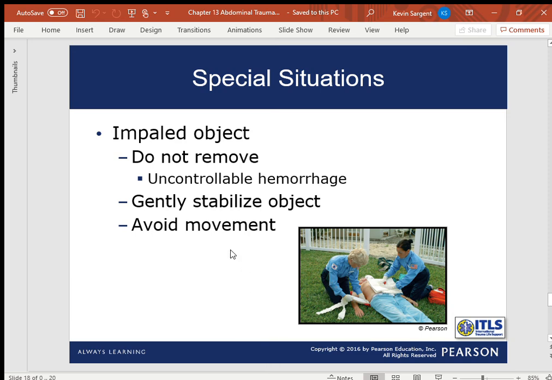You want to stabilize the object, avoid movement, and make sure it's something that you can safely transport. If you have a patient with a 3-foot piece of rebar through their abdomen, and you're working out of a little bitty van ambulance with a side-mounted cot, will you be able to transport that patient in your ambulance? So they may require resources you don't have, or you might need to call in extrication to modify this impaled object in some form or fashion.